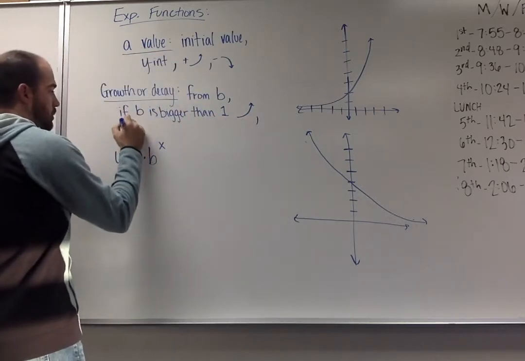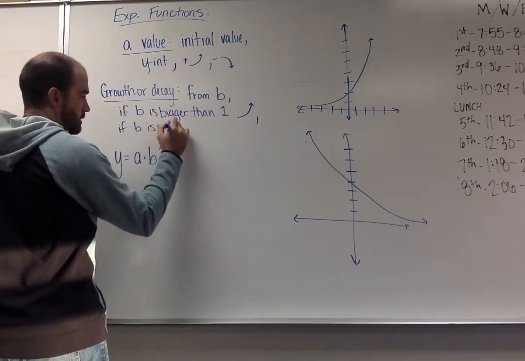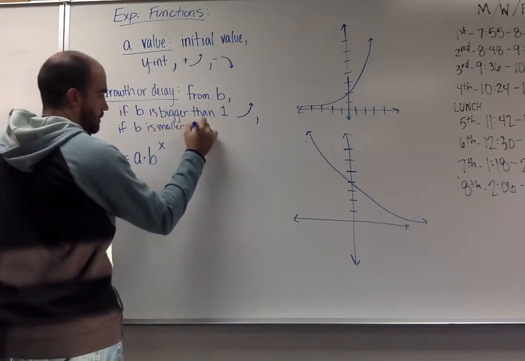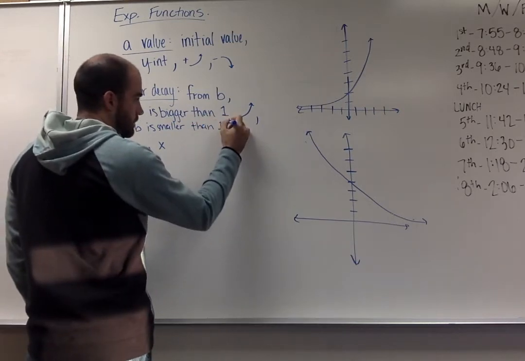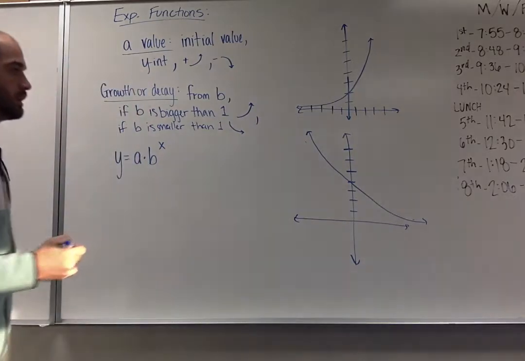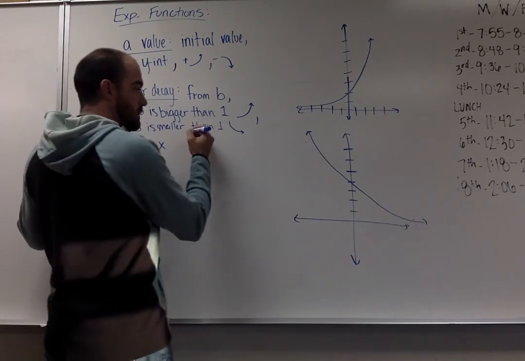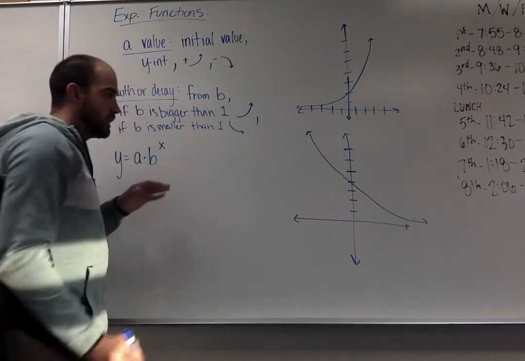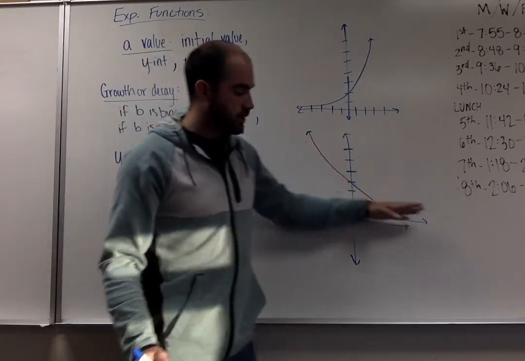If b is smaller than 1, then this thing is going to be curved down. It's still going to be bigger than 0, but basically if it's a decimal, instead of this curve up, it's going to look like our second graph here where it's curving down.